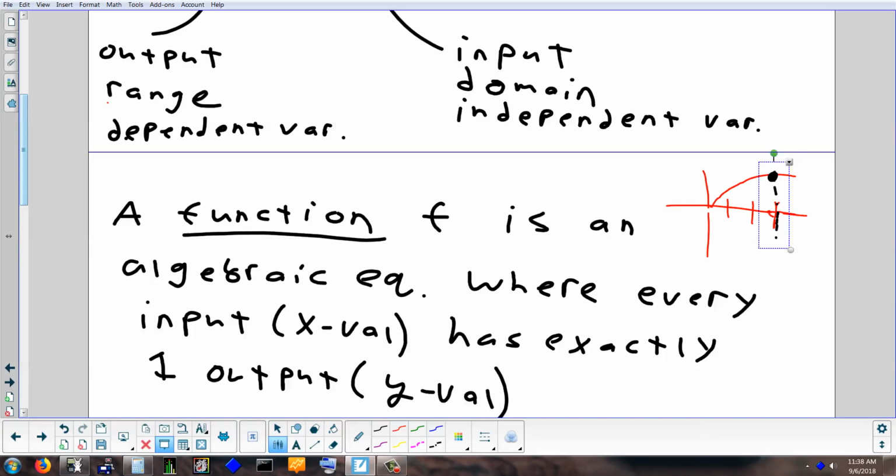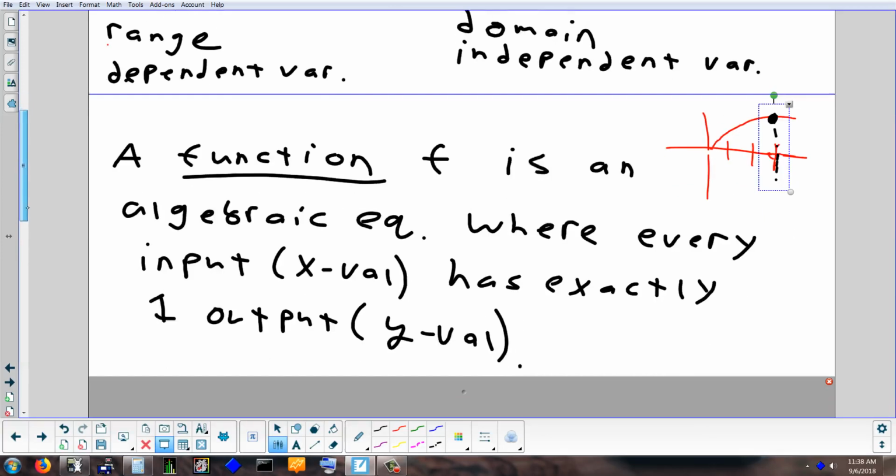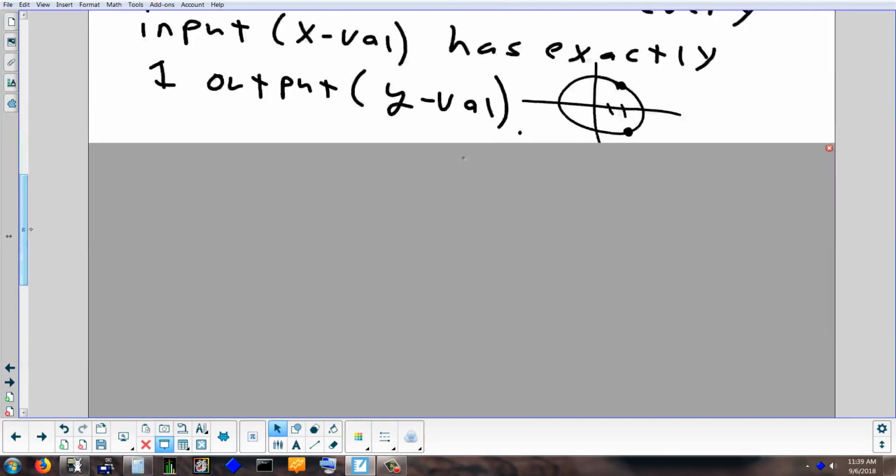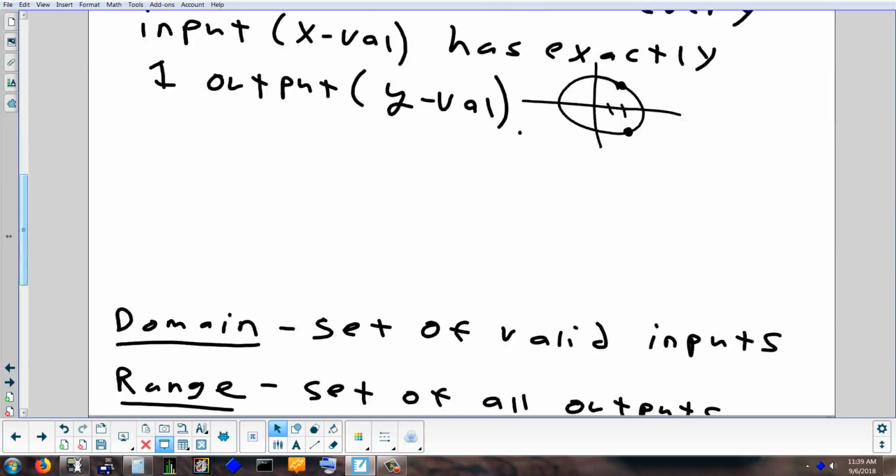So how about a circle? Would a circle be a function? No. If you have a circle, let's say those are your axes, just a circle centered at the origin. Well, if x is 2, you could be up here, or you could be down here. That's a problem. And an easy way to remember that is the vertical line test, which I'll mention at the very end. Okay, the vertical line test. Again, I'll put it on the board when we're all done.